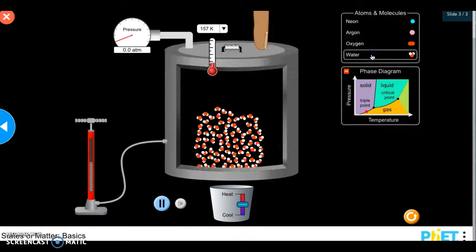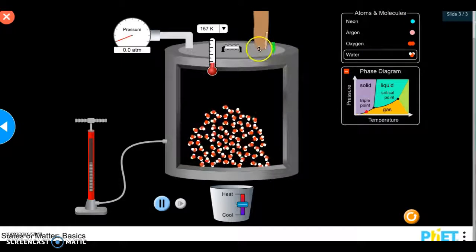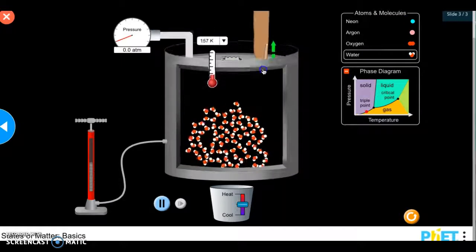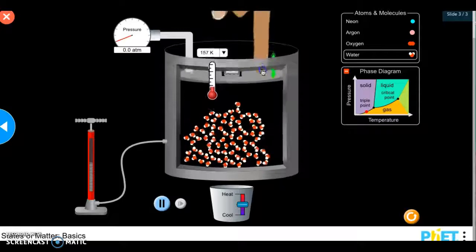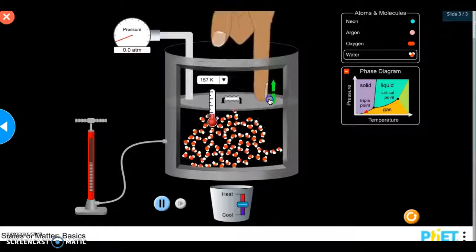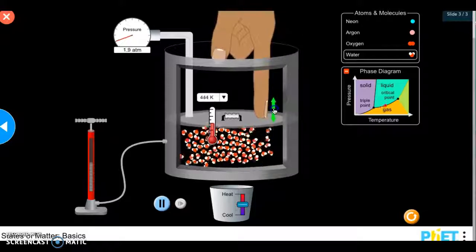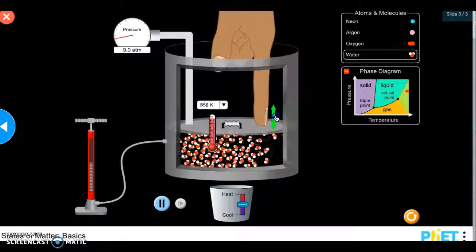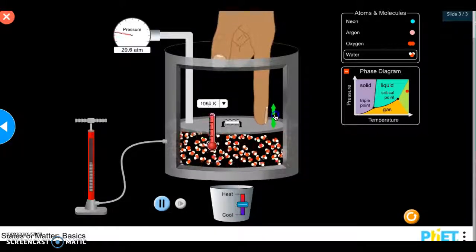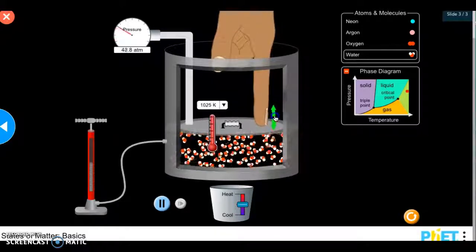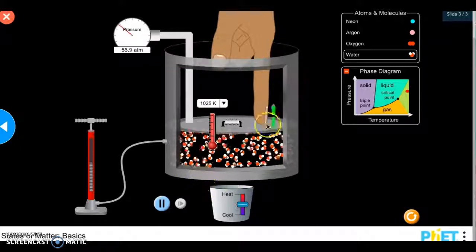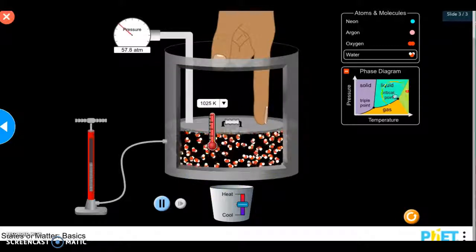Now let's test out water. Let's add some pressure to our water molecules. They're currently at a solid state of matter. And when we add pressure, they transform to a liquid state of matter. You can see these molecules are spreading apart. If I add more pressure, then they transform to a gas state of matter. And you can see that these molecules are very spread apart and they're moving fast.